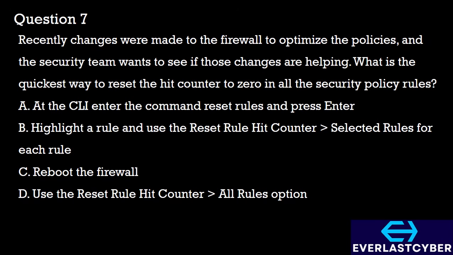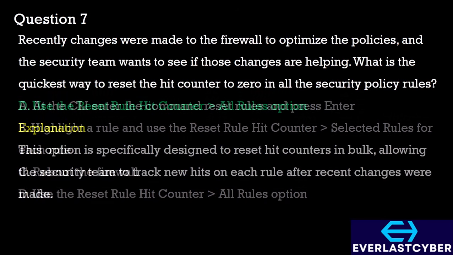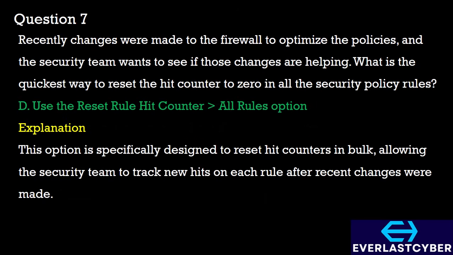In option D, the reset rule hit counter and selecting all rules option is the quickest and most efficient way to reset the hit counters for all the security policies at once. This option is designed to reset hit counters in bulk, thereby allowing the security team to track new hits on each rule after recent changes were made. So our answer is option D.